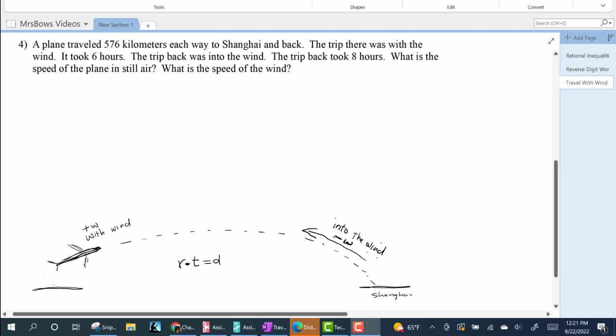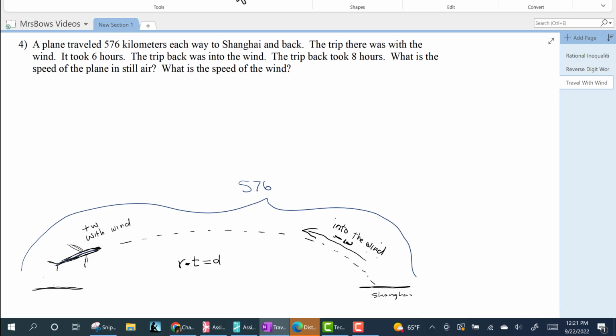Okay, terrible drawing aside, so you'll all have to forgive me for that. But here we have a distance problem. A plane traveled 576 kilometers each way. So from here to here, this entire distance is 576 miles. Well, what we know is rate times time is equal to distance. So there's a rate times a time is equal to that 576 miles.